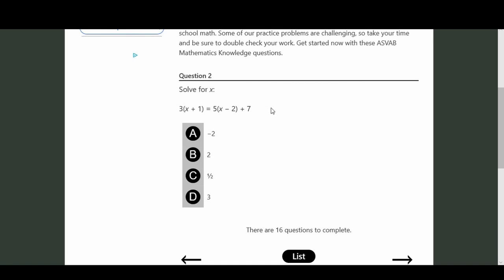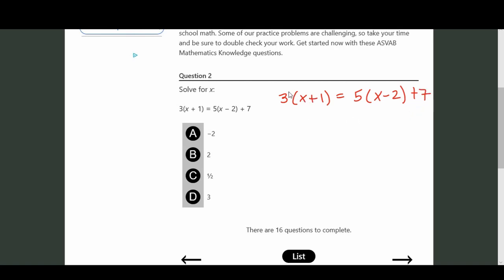Question number 2 says solve for x. We have 3 times x plus 1 equals 5 times x minus 2 plus 7. So let me go ahead and write this problem down. On the ASVAB, you're not allowed to use a calculator, but you will be given a pencil and paper. Generally, I always write the problems down on my piece of paper. That way, if they require a lot of work, I already have them set up. So that's what I'm going to do off to the right here. Again, 3 times x plus 1 equals 5 times x minus 2 plus 7.